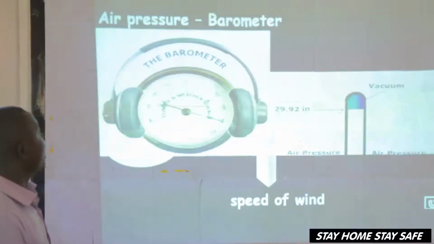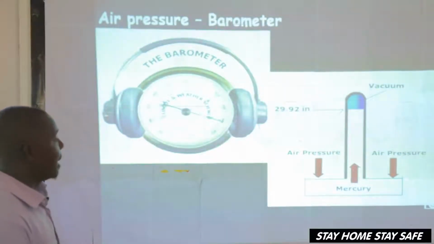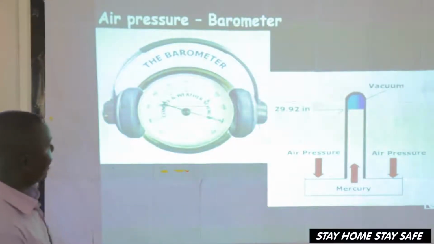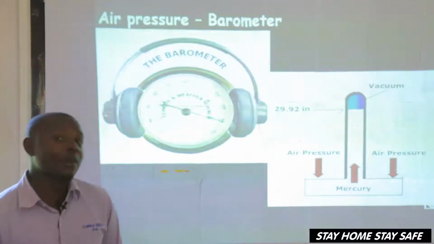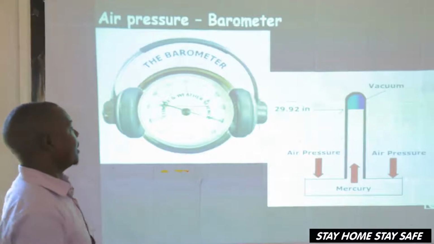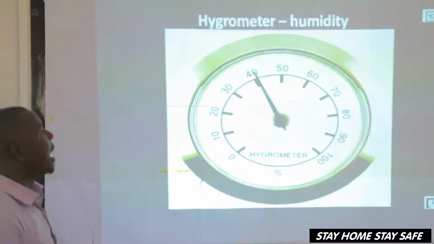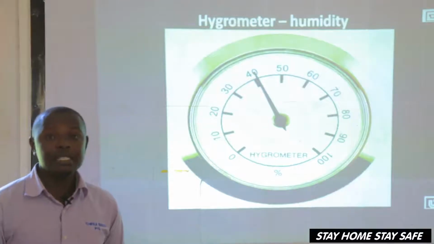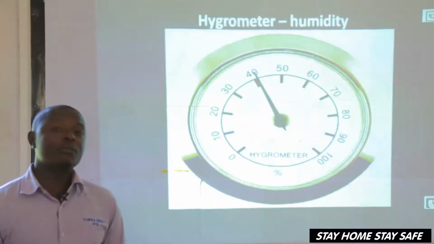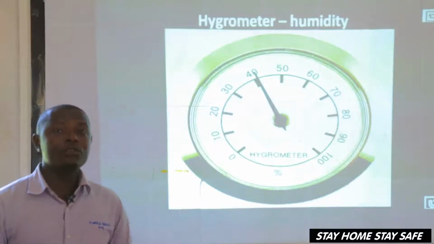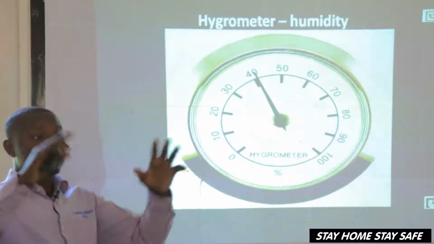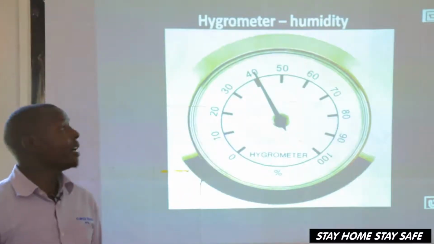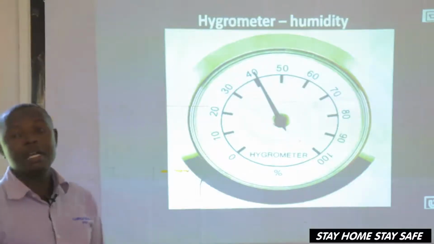So we also have a barometer. Barometer looks like this, and another one looks like this. So what does it measure? It measures air pressure. The other one is going to be hygrometer. Hygrometer measures humidity. What is humidity? Humidity is the amount of water vapor in the atmosphere. So in case there is too much humidity in the atmosphere, we shall use a hygrometer to measure.